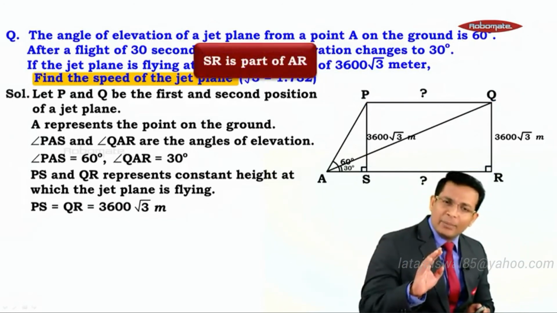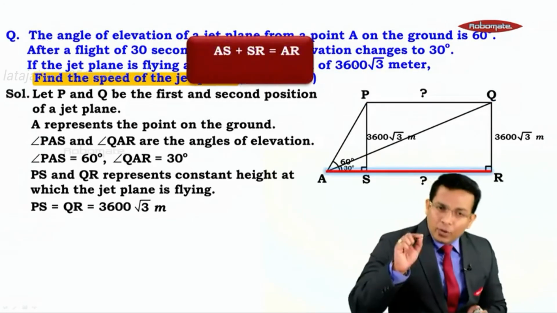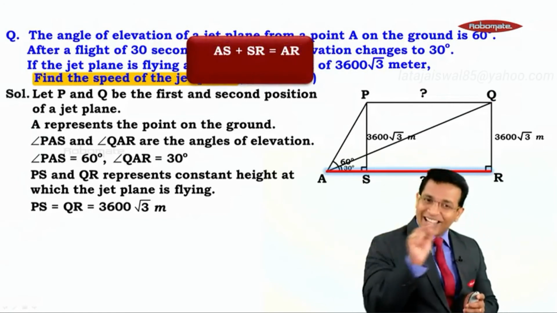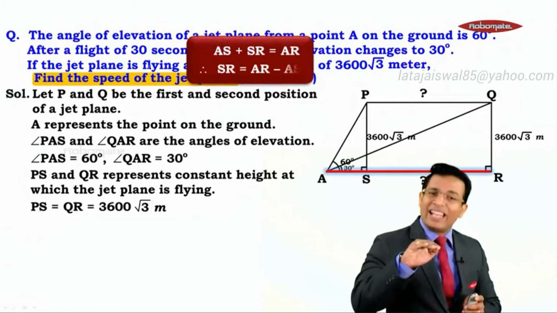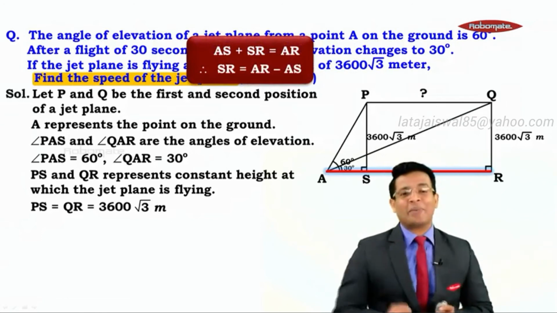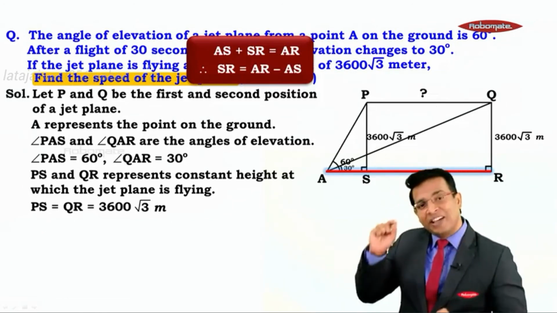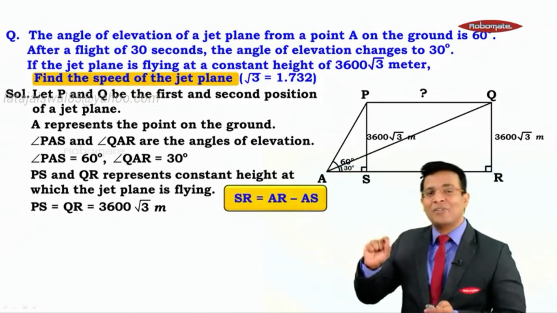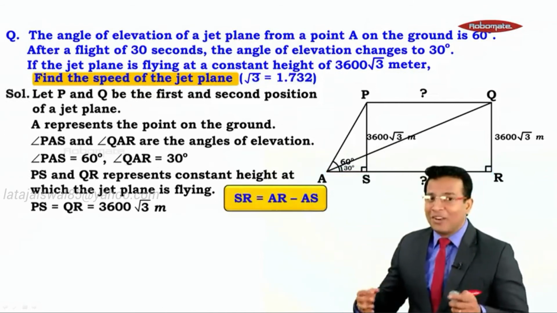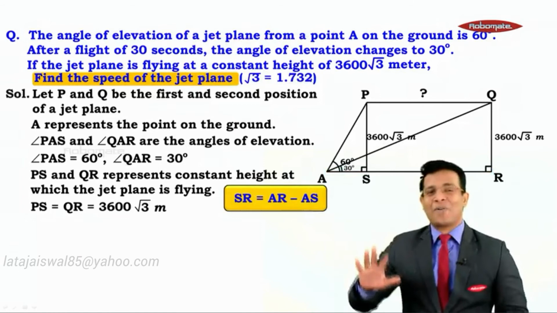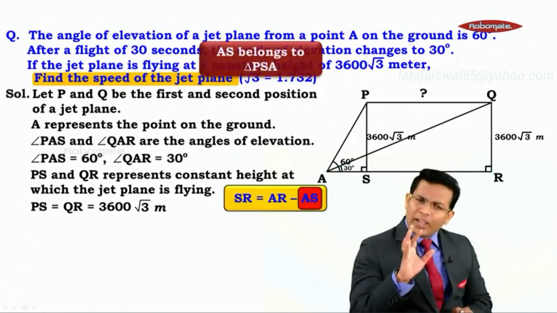Observe, SR is a part of AR, right? And if you look carefully, AS plus SR is equal to AR. That means from this we can say that SR is equal to AR minus AS. That means if we need to calculate the value of SR, we need to find the value of AR and the value of AS. And if we do that, we get the sum. Isn't that easy? Yes, very simple. Now let's look, how can we get AS now?